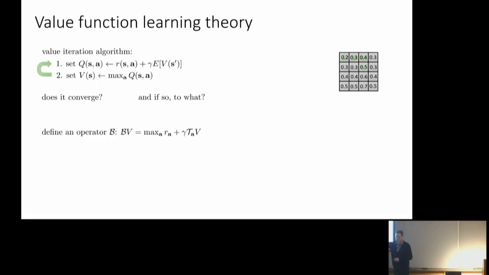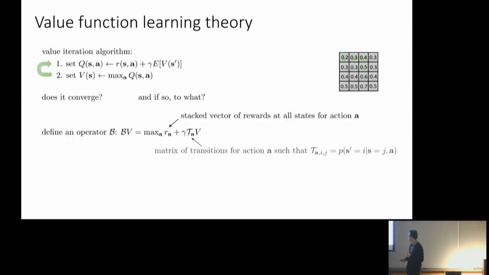Let me explain the notation a little bit, because this is for a tabular setting, so everything is vectors and matrices. R_a is just a vector of all the rewards for every state and every action. How do you represent it? You can represent it as a matrix where the first dimension is state and the second dimension is action, so it's an S by A matrix. The notation for T_a is a little messy because this has to be a tensor multiplication. T_a is a matrix of transitions for action a, where the entry T_a,i,j is the probability of going to state i, given that you were in state j and took action a.